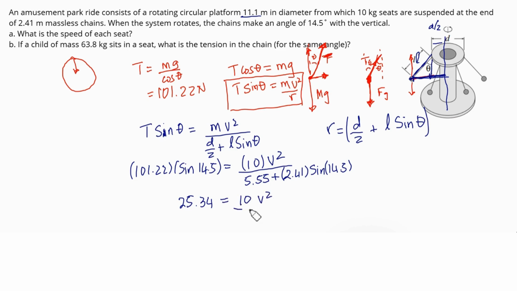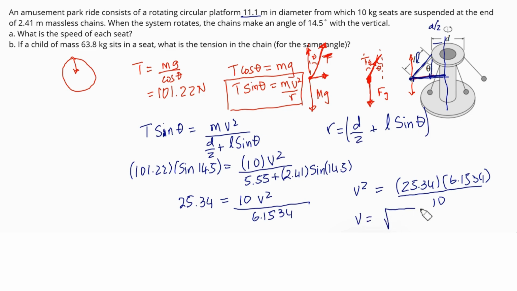10 times v squared over, I'll calculate the bottom part there, 5.55 plus 2.41 times sine of 14.5. And so this is 6.1534. So v squared would be 25.34 times 6.1534, all divided by 10. All I did was take that over there, bring the 10 down.